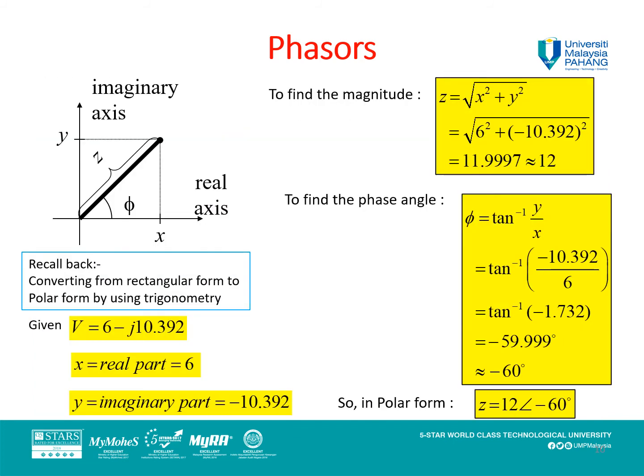Now we have one example here. The question given to you is the rectangular form 6 minus j10.392.